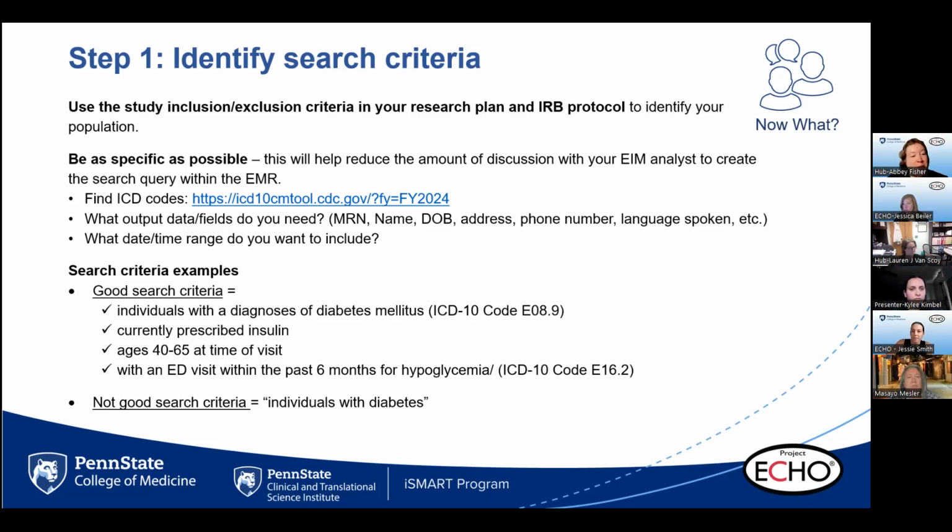So good criteria is really specific. Let's say you're looking for folks with diabetes, so you include the ICD-10 code for diabetes mellitus, currently prescribed insulin, a certain age range. They had an ED visit in the past 6 months for hypoglycemia, something like that. Not great search criteria is more vague. And so you don't want to just look for people with diabetes because that is many, many, many people, and you're going to get way more data than you actually need for your search.